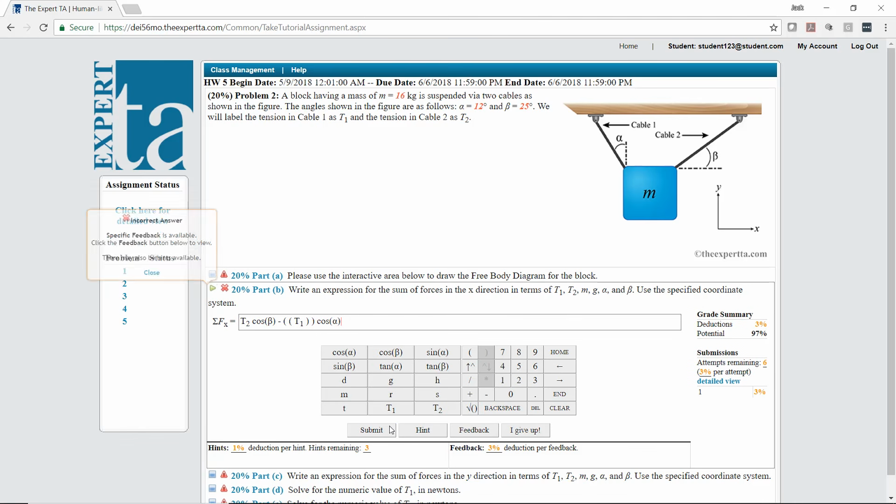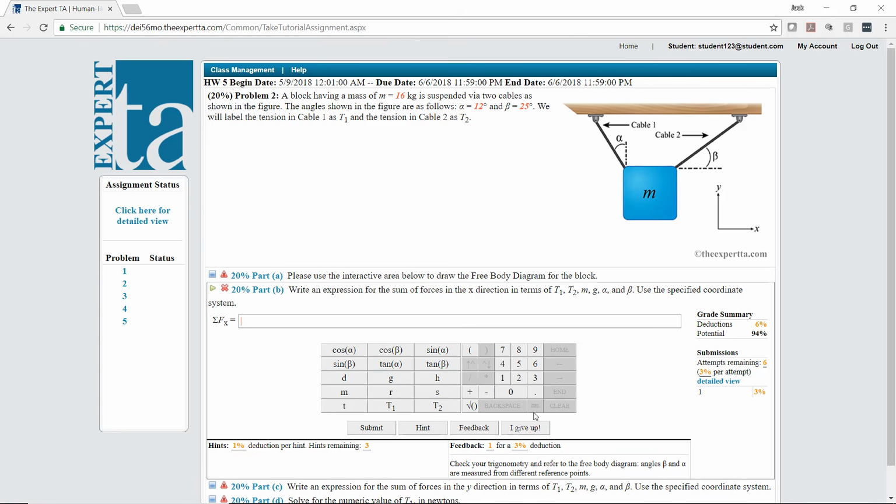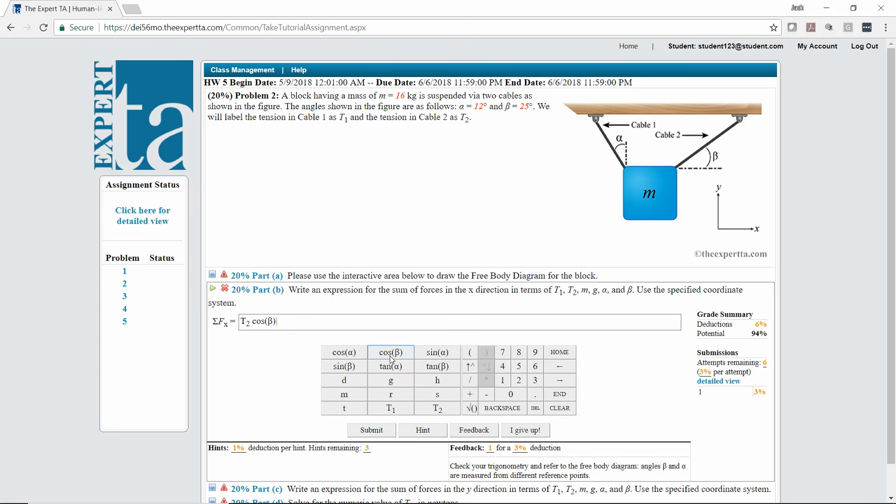Once we submit our answer, we are told that feedback is available, and if we access it, you can see that we are warned about the angles. The feedback is specific to the mistake, so if we put in a different incorrect answer, we would receive a different message. Let's fix our trig mistake and instead make a sign error.